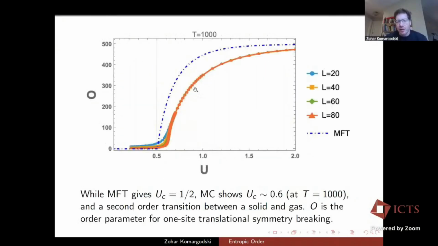Here you can see the mean field theory. This O is the order parameter for the checkerboard phase. So we calculate the expectation value of the checkerboard order parameter. So what is this order parameter? It's the number of particles on sublattice A minus the number of particles on sublattice B, normalized by the number of sites. So this is the answer with mean field theory.